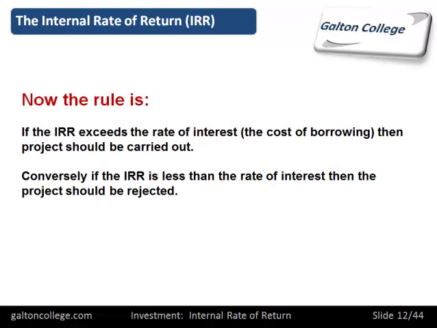If the internal rate of return, the return on the asset, exceeds the rate of interest, what we paid to borrow to fund the investment, then the project should be carried out. If you can get a rate of return on the investment of 10% and it costs you 9% to borrow the money, you're making 1% profit. Perhaps it's worth doing. Conversely, if the internal rate of return is less than the rate of interest, then the project should be rejected.